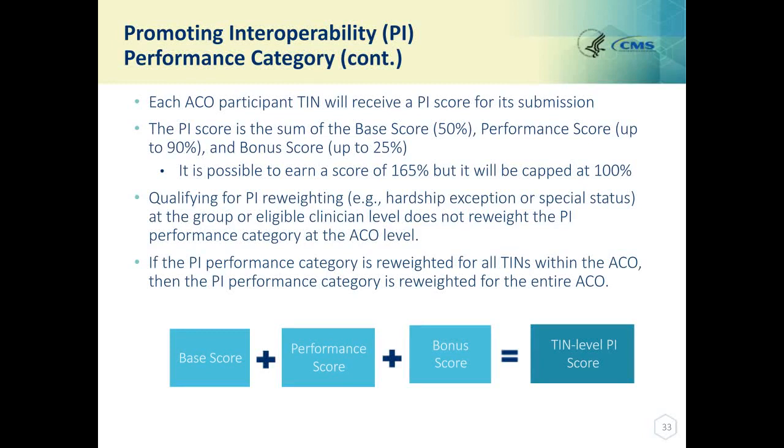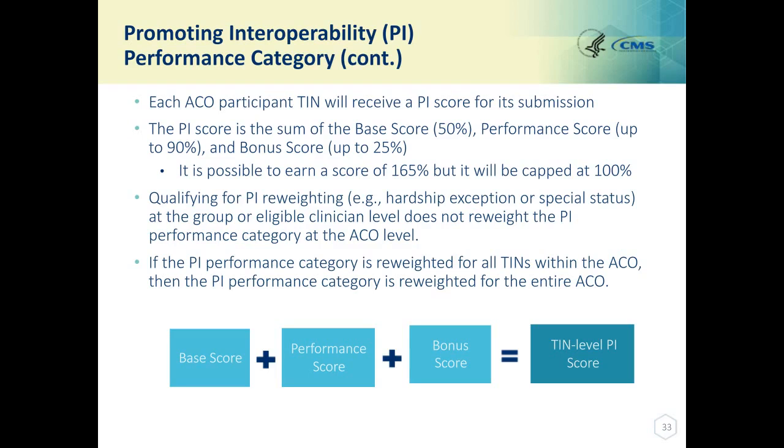Each ACO participant TIN will receive a PI score for its submission. That score is the sum of the base score, which is 50%, their performance score, which will bring them up to 90%, and the bonus score, which could be up to 25%. So it is actually possible to earn a score of 165%. However, we will cap it at 100%.